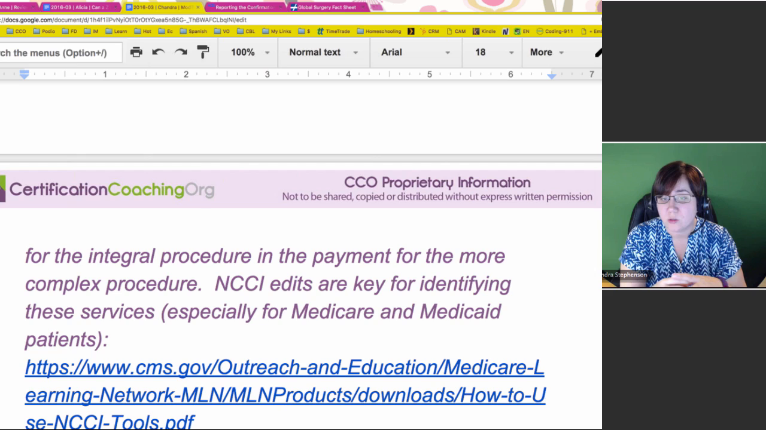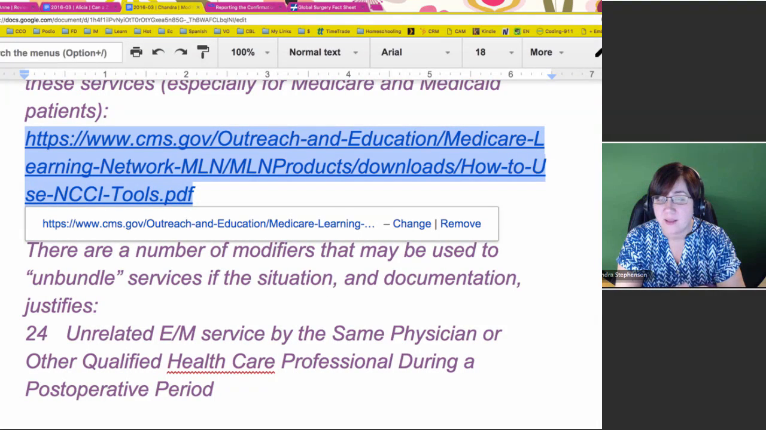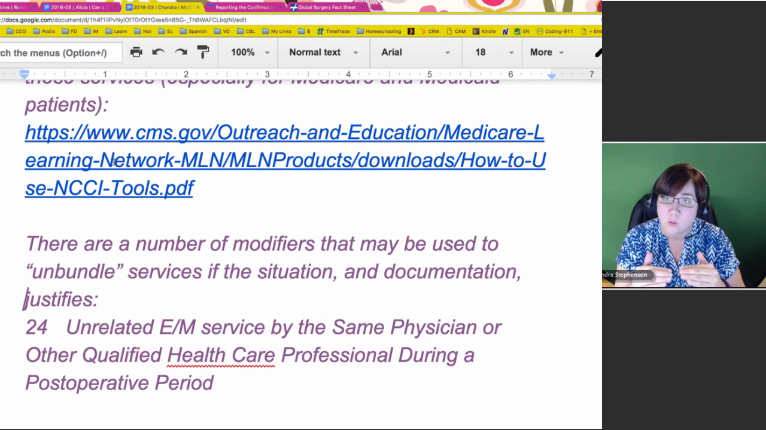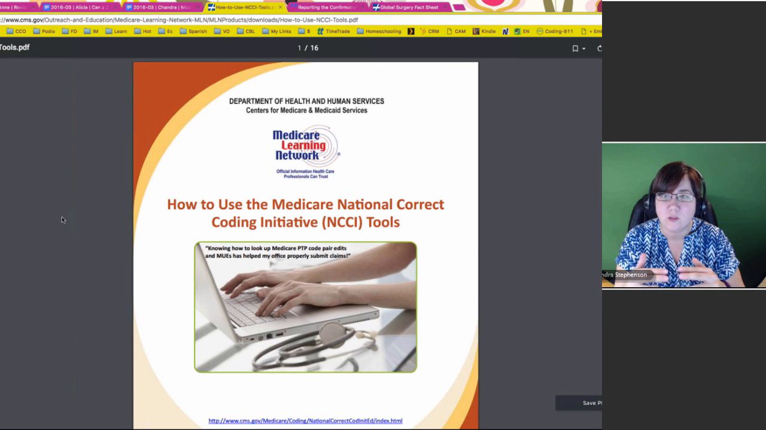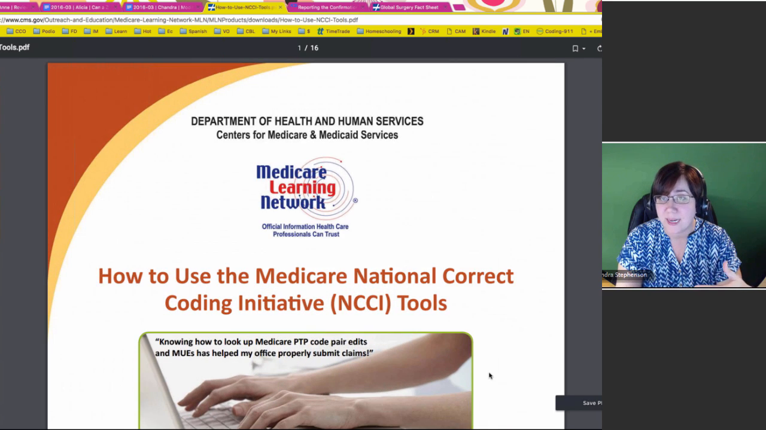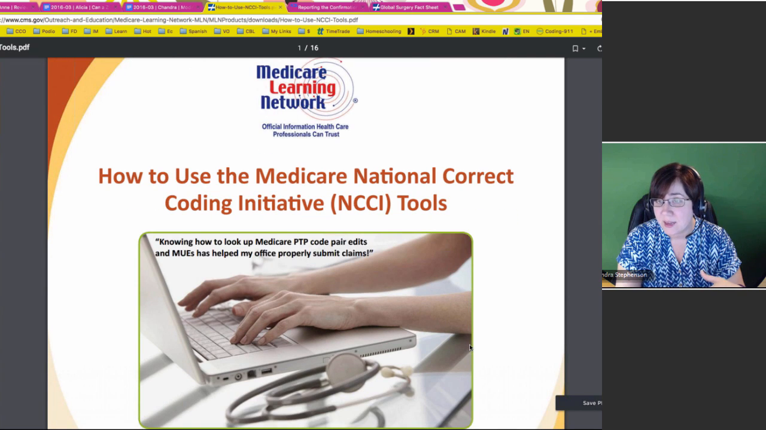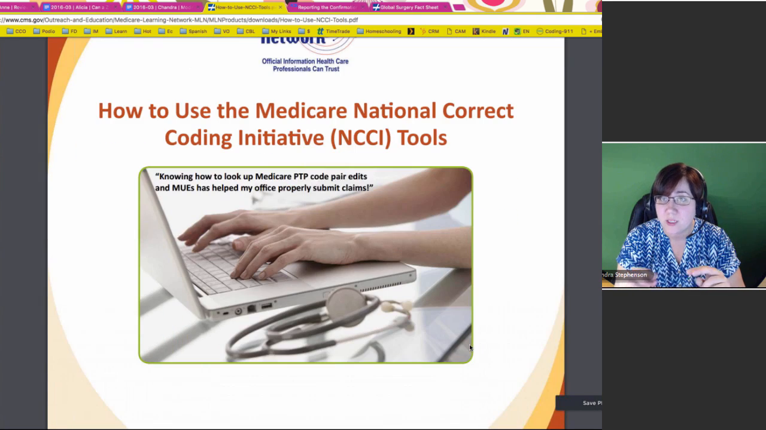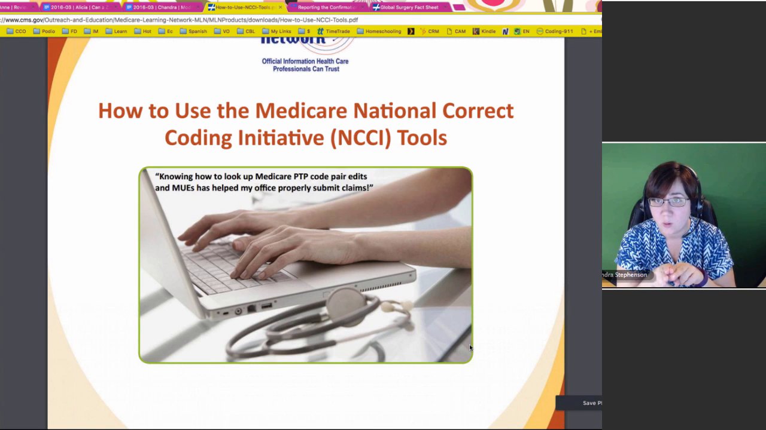So if you scroll on a little farther, I do give you the link there to the NCCI edits on the Medicare website. If you're not familiar with NCCI, this is the National Correct Coding Initiative. This is what Medicare uses as their basis for determining which procedures are bundled with one another, which ones can be billed together, which ones can't be billed together, and which ones can be billed together if we use a modifier. This is actually a nifty little document that takes you through how to use the database of NCCI edits and what the different pieces mean, because when you put in two codes together, you're going to get them showing up one right next to the other.